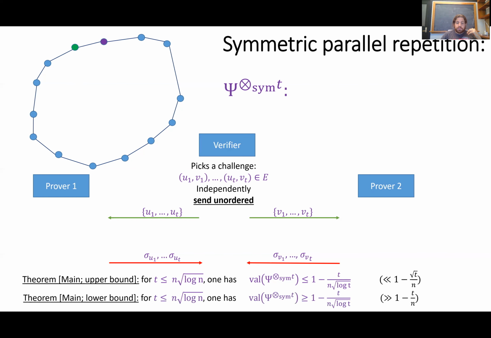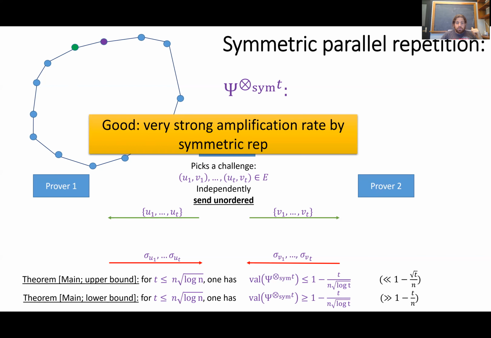Secondly, what we show is that square root of log t is necessary. We show that even for symmetric repetition, you still have some surprising strategies in the odd cycle game.